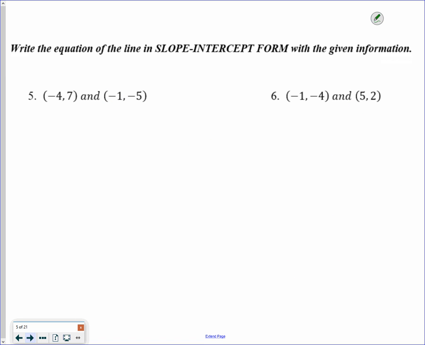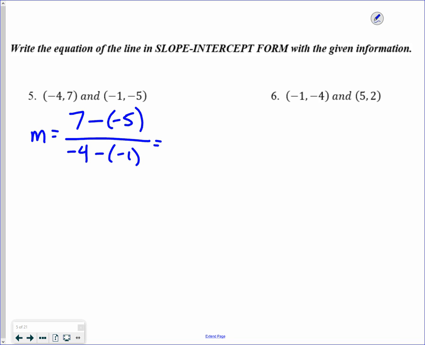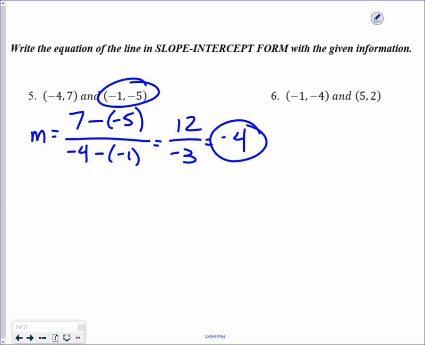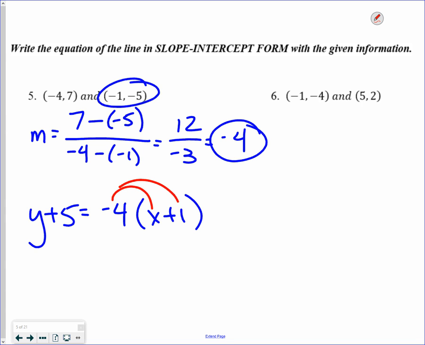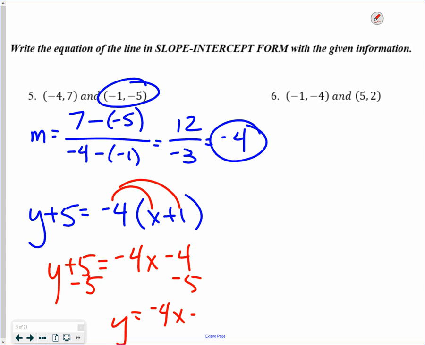Now we're given 2 points, so now I have to use the slope formula first. Again, you're taking one y value minus the other y value, over x minus x. So you're getting 12 over -3, so the slope is -4. Then pick 1 point with your slope, and it does not matter which point you pick, and then do y minus y equals the slope, parentheses x minus x. Distribute the slope and subtract. So y would equal -4x minus 9.